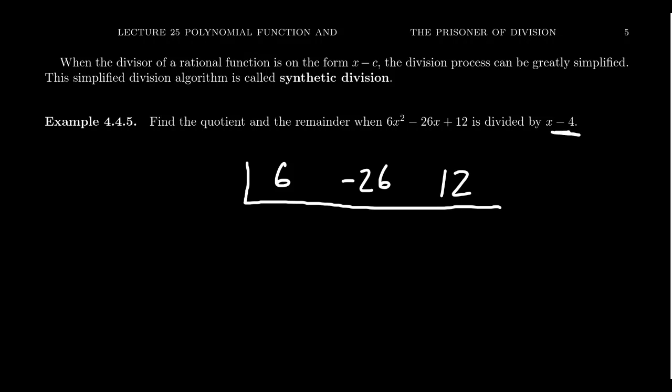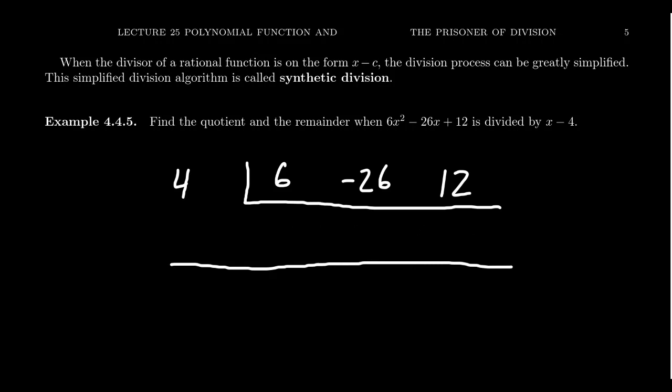Notice our divisor is x minus 4. This is exactly the format that we allow, x minus c. So to the left, we're going to write the number 4, because after all, we're dividing by x minus c. For x minus 4, we're just going to record the number c right here. Then draw a horizontal line below the 4 and the bracket here, but leave a gap because we're going to write some stuff here.